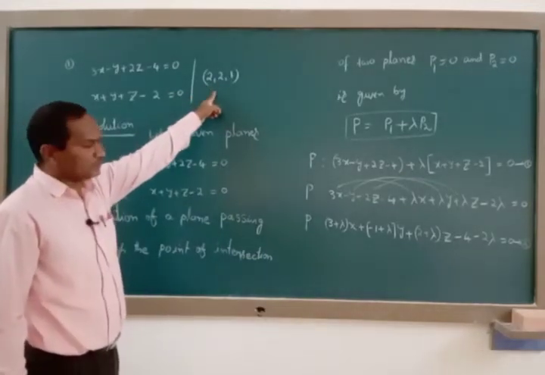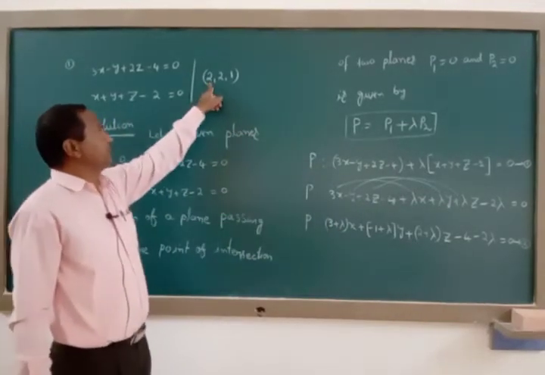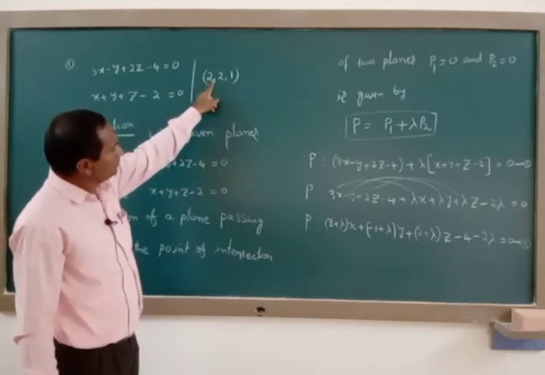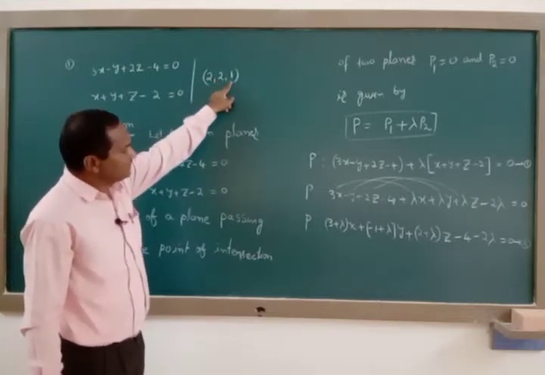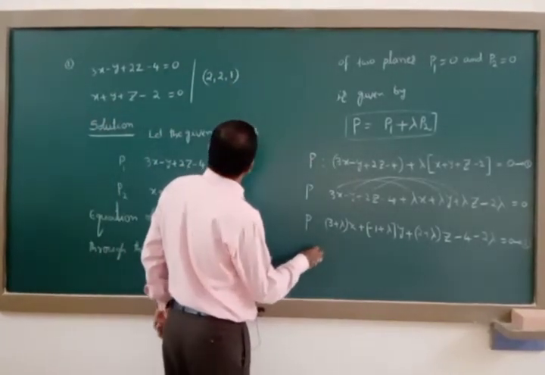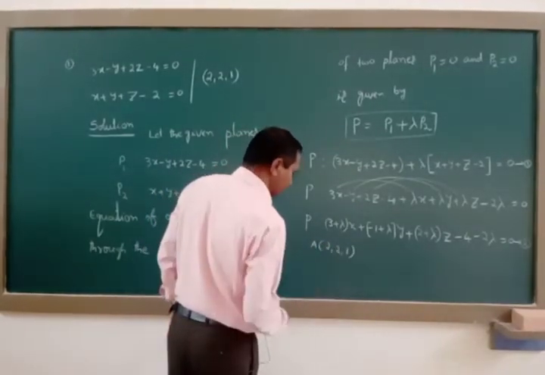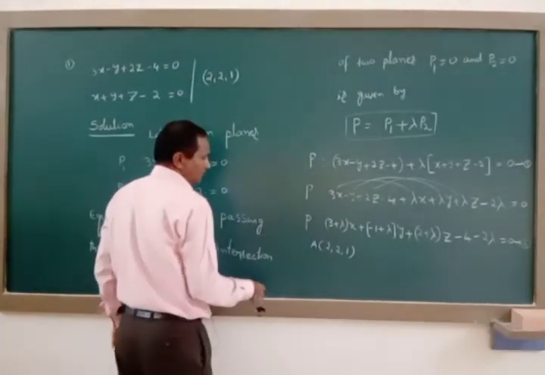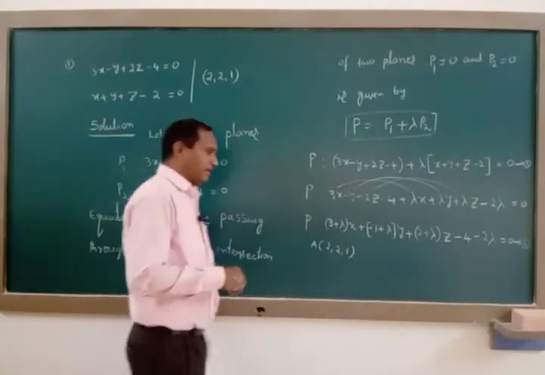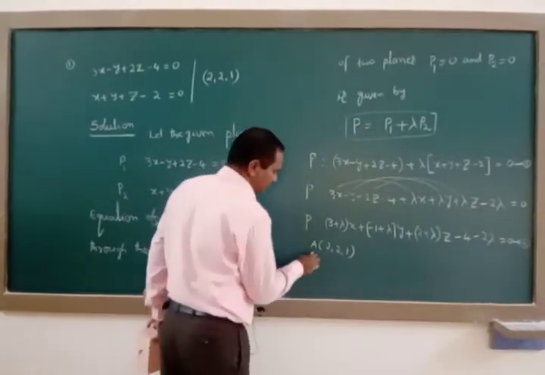Already they mentioned in the question that the new plane is passing through the point (2, 2, 1). So equation 2 must be passing through this point, which means instead of x we must put 2, instead of y also 2, instead of z 1. Let this point be considered as A (2, 2, 1). Substitute here, and you will get the value of lambda. After getting that value of lambda, put it in equation 1.